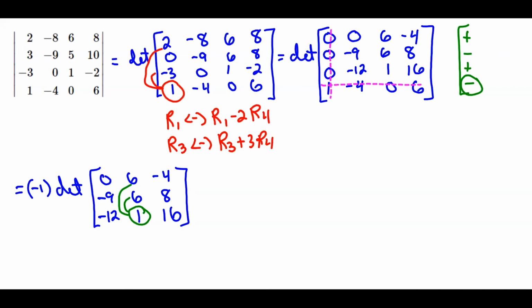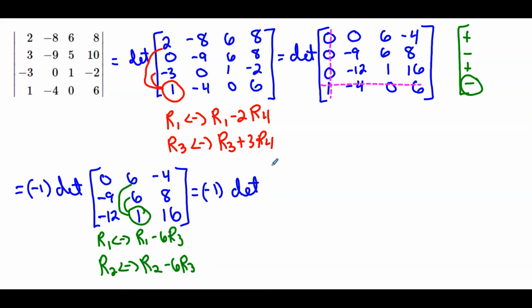So let's do that. I'm going to replace row 1 with row 1 minus 6 row 3. Going to replace row 2 with row 2 minus 6 row 3. I'm not trying to row reduce this to get a solution to a system. I'm just trying to make the determinant easier. So row 3 doesn't change.